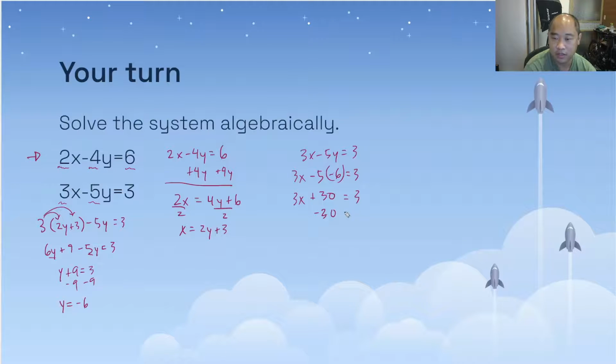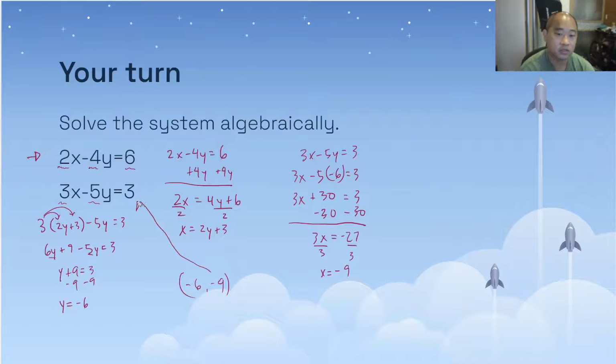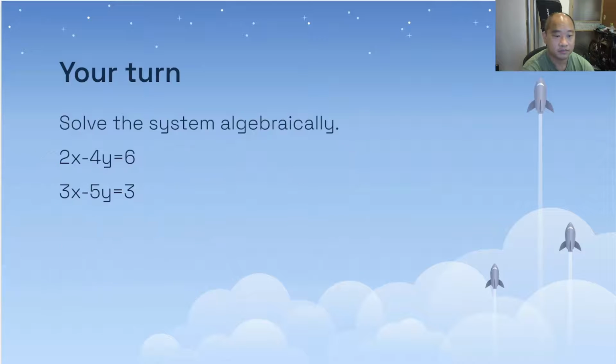Minus 30, 3x equals negative 27. Divide by 3, x equals negative 9. So our answer is negative 6, negative 9. And if you want to check your answer, what you would do is you would just put these numbers into both of these equations and make sure that you can solve them. And if you can, then you've done it correctly.